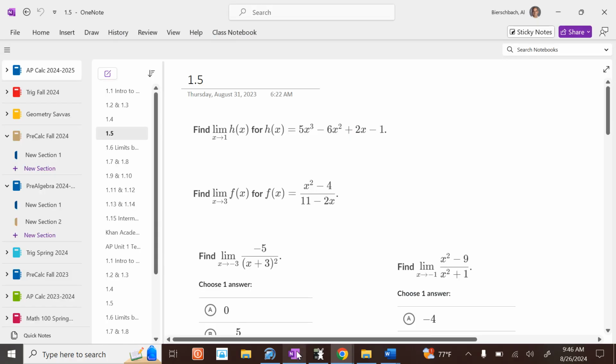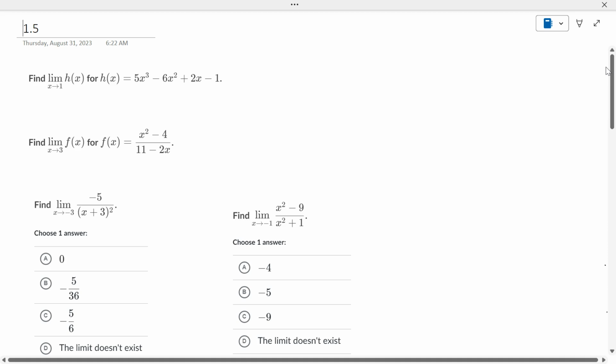All right. Second time's a charm. All righty. Here we go.